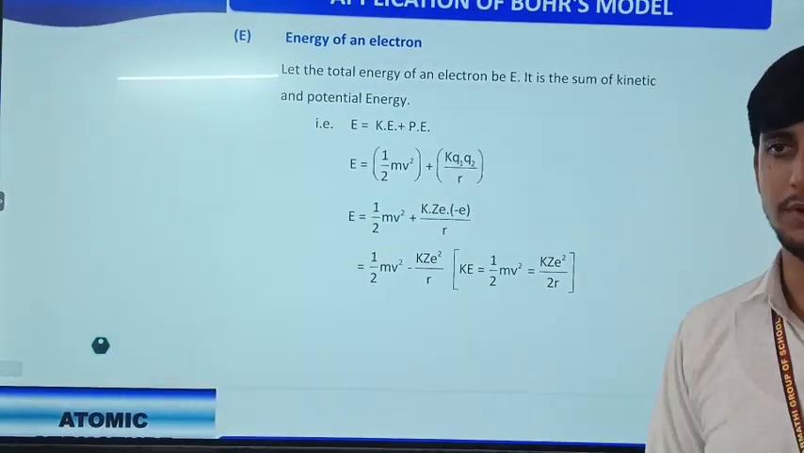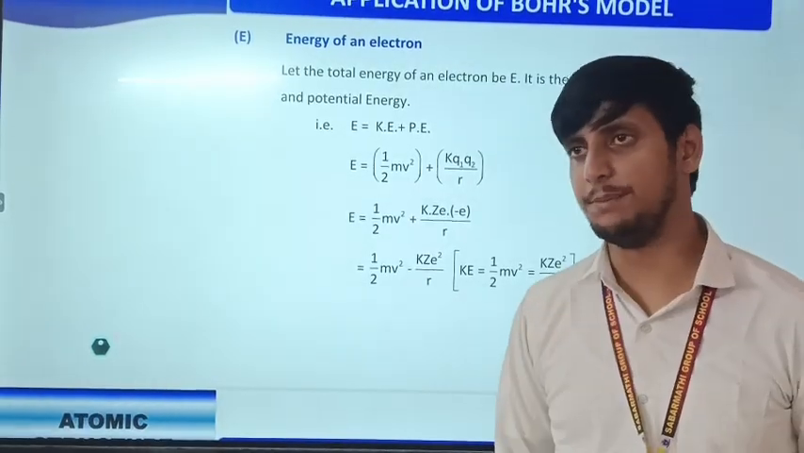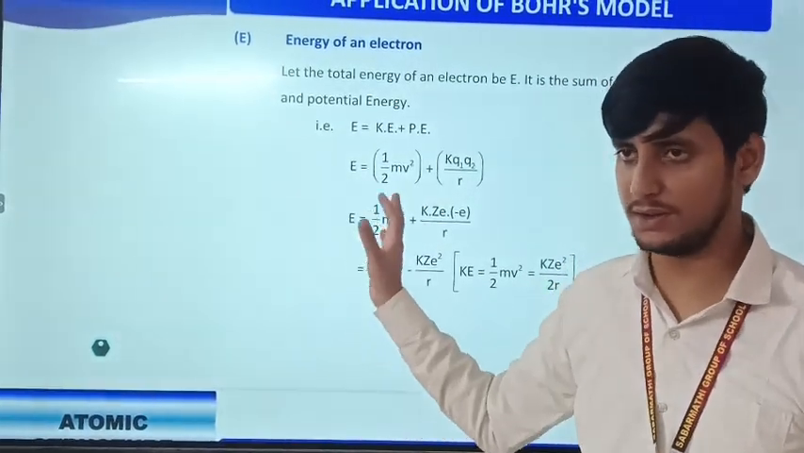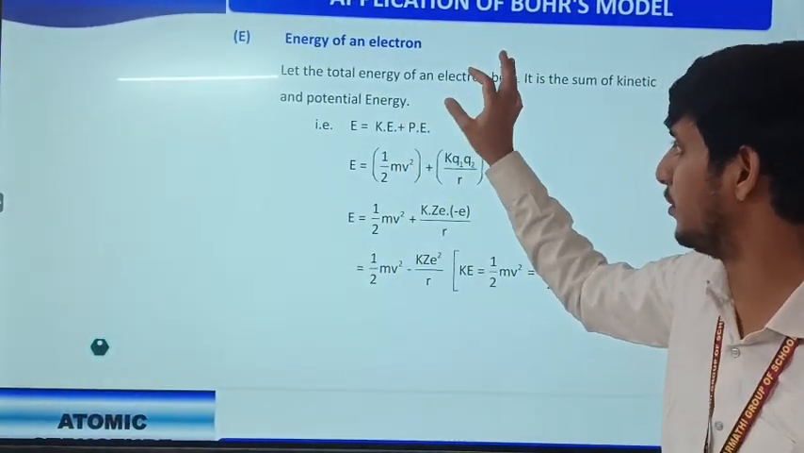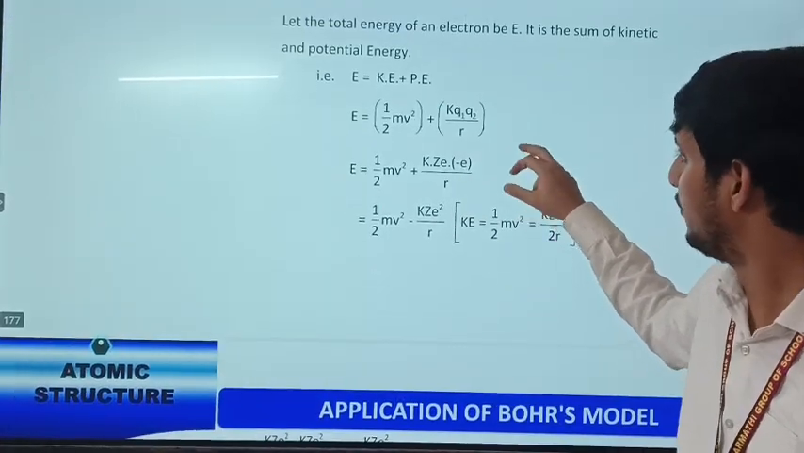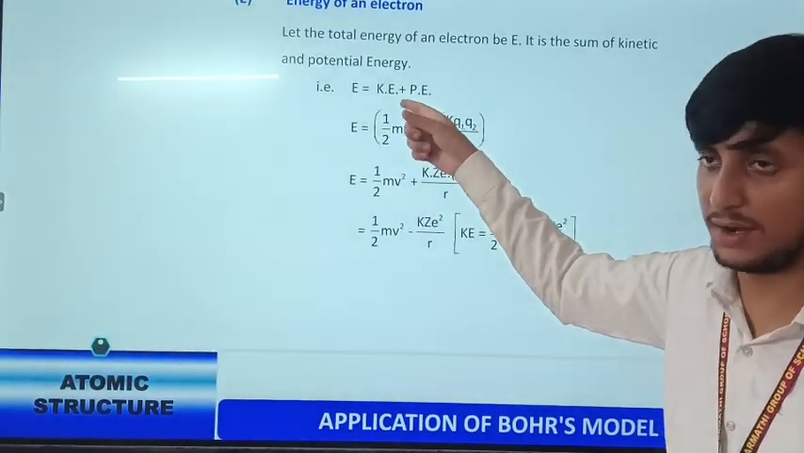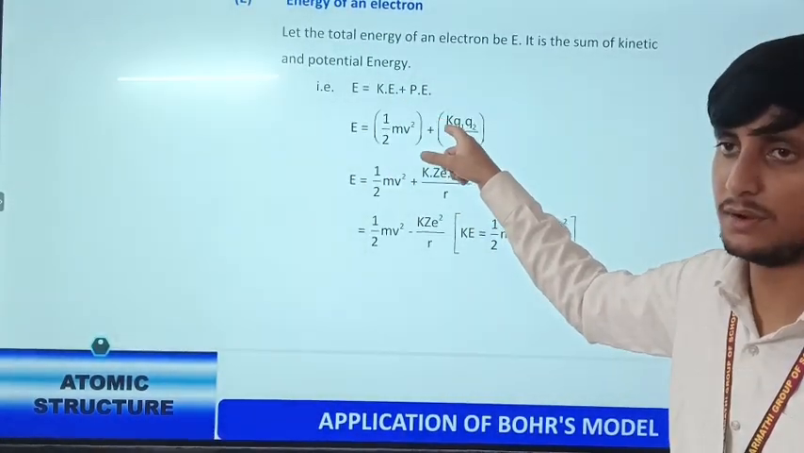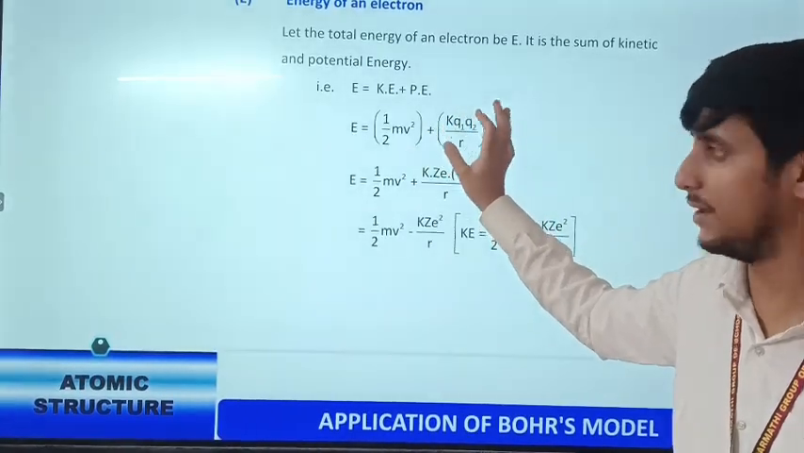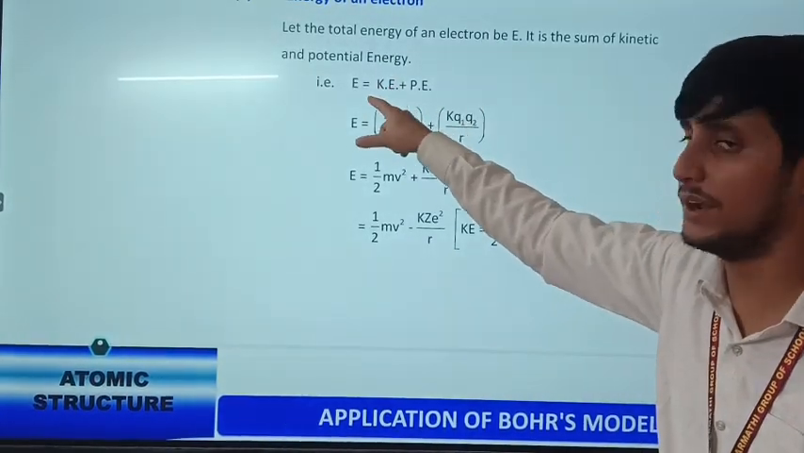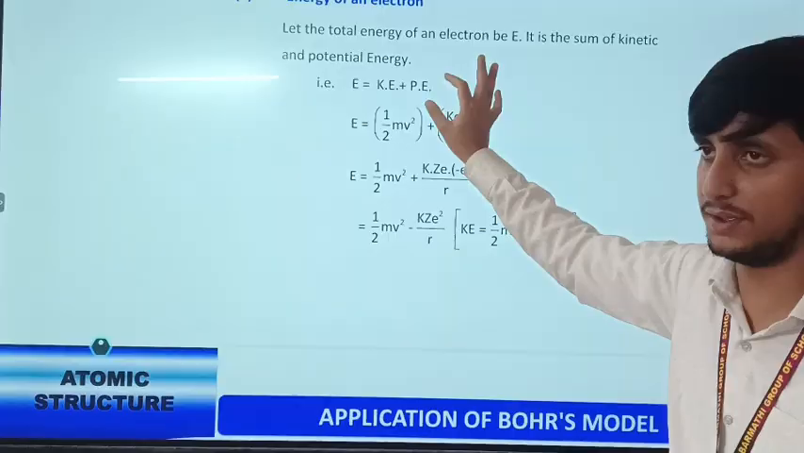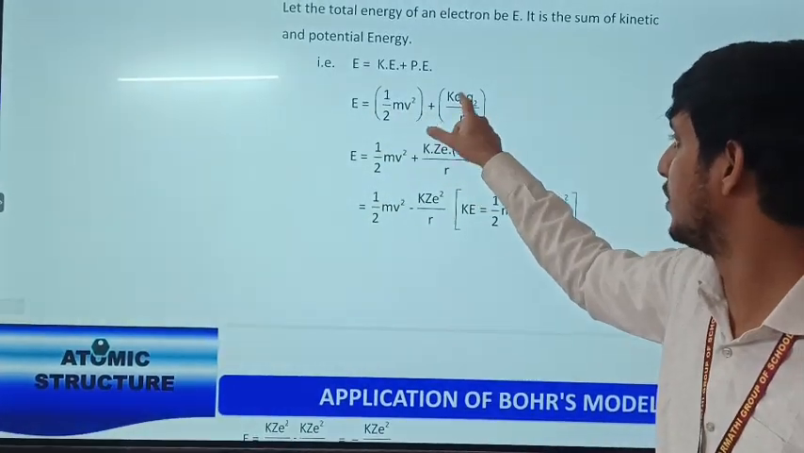Energy of an electron. First, E equal to half mv square, kinetic energy, plus Coulombic potential energy, right? Total energy is kinetic energy plus potential energy: half mv square plus kV.